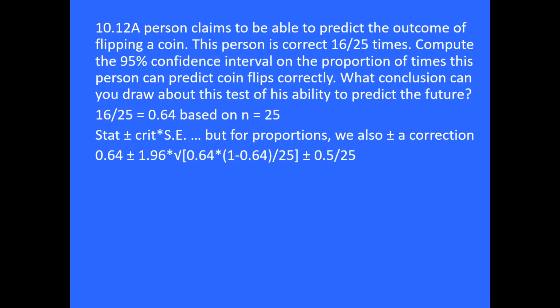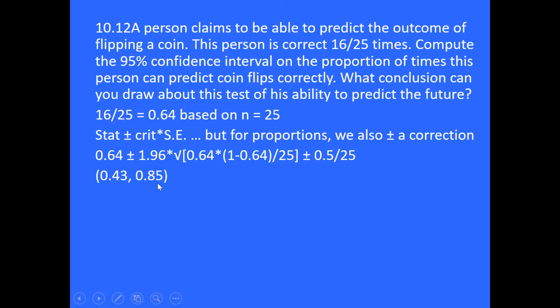For a proportion, remember that the standard error is the proportion times 1 minus the proportion, divided by 25. That's what we have here in parentheses. You do all that and then take the square root of it. And then the correction is 0.5 over n, and this time n is 25. I'll let you plug all that into a calculator on your own. I think you should be able to handle that part of it. But this is the confidence interval that you get.